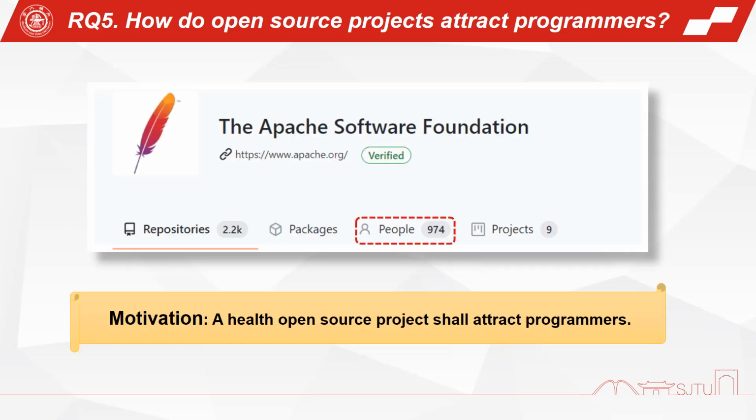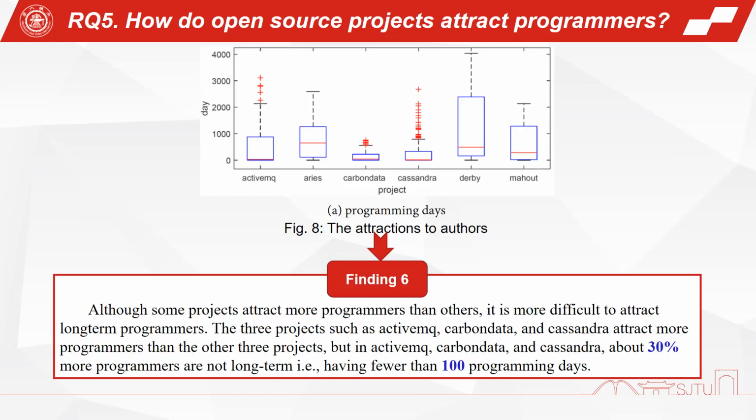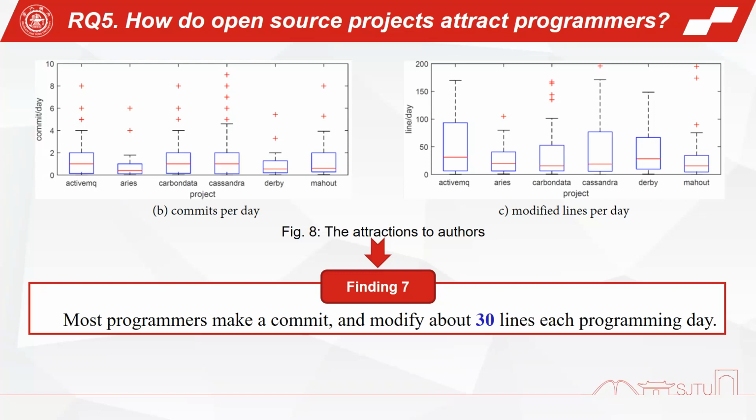RQ5. How do open source projects attract programmers? A healthy open source project shall attract programmers. In RQ5, we analyzed the attractions. We got finding 6. Although some programmers attract more programmers than others, it is more difficult to attract long-term programmers. We also got finding 7. Most programmers make a commit and modify about 30 lines each programming day.